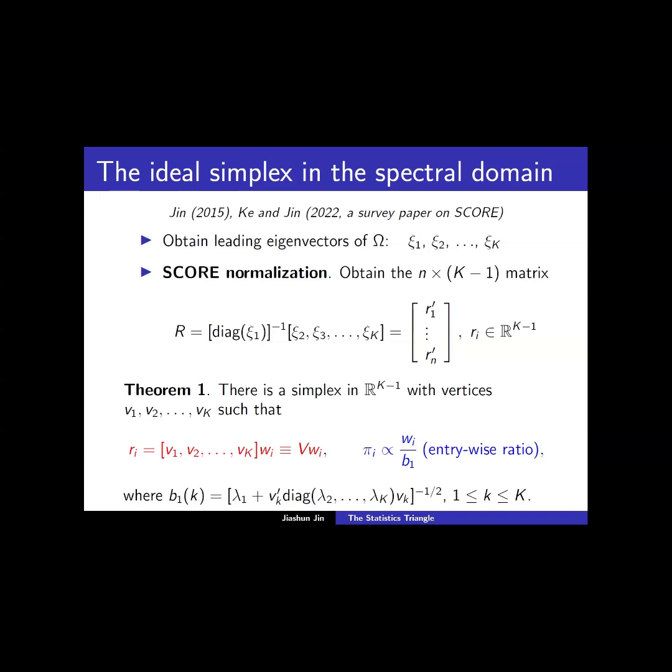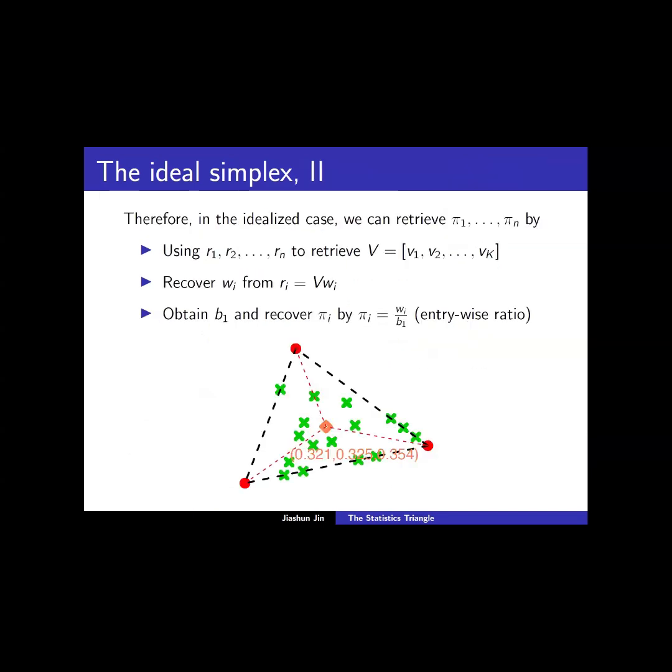Wi you can obtain from here. So from Ri and the vertices, you can compute the Wi. Then you divide this vector by this B1 vector entry by entry. Then that is exactly proportional to pi I. They only differ by a constant. Now let me say it again.